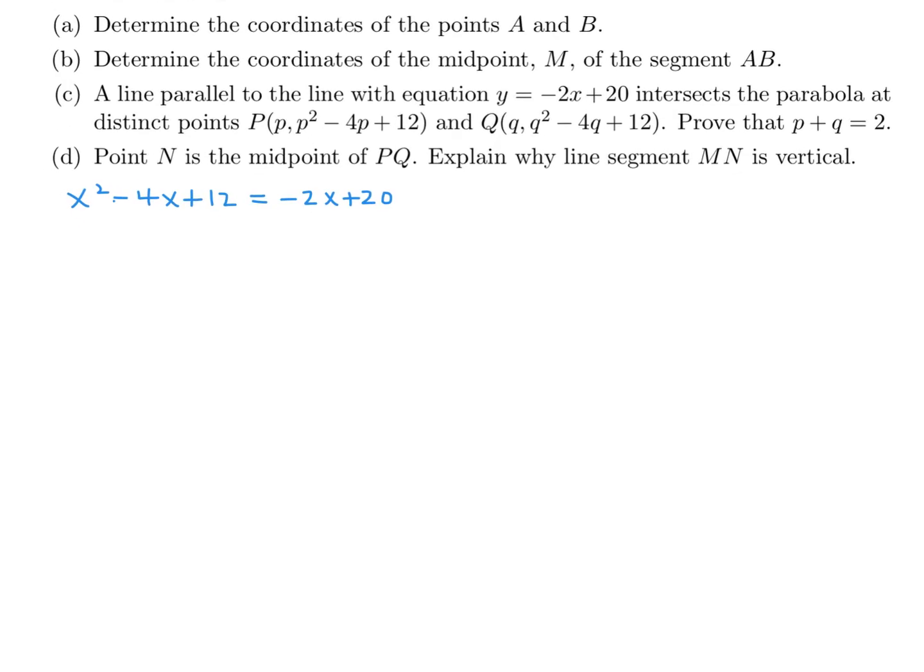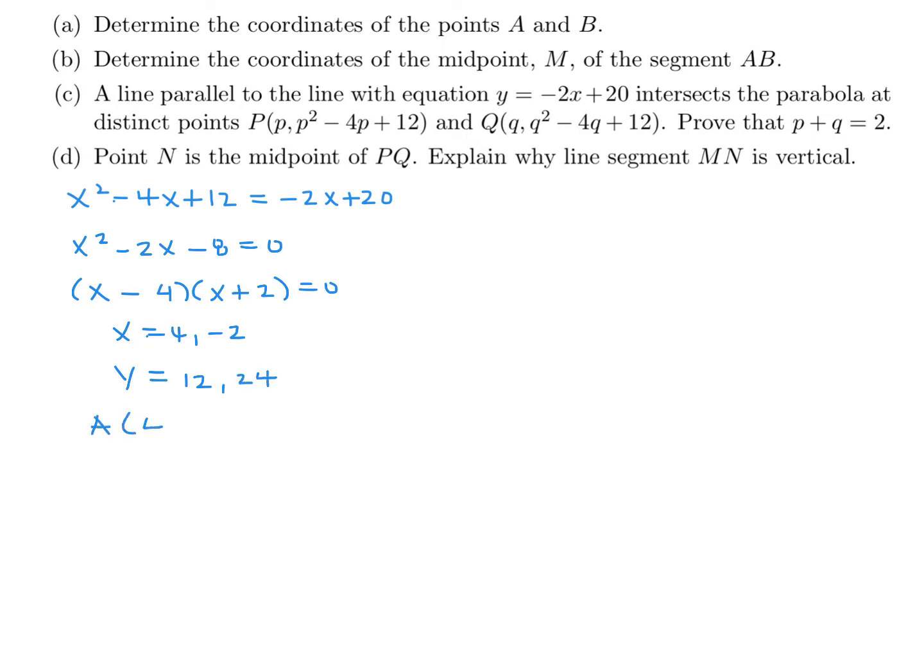Let's put everything on one side. So x squared minus 2x minus 8 is 0. And I think this factors. We've got x, 4, 2, minus, plus, right? So x is equal to 4 or negative 2. And then, of course, we want the y value. So I can plug it back into either one of those. And when I do, y is going to be 12 and 24. So my coordinates are 4, 12 and minus 2, 24.